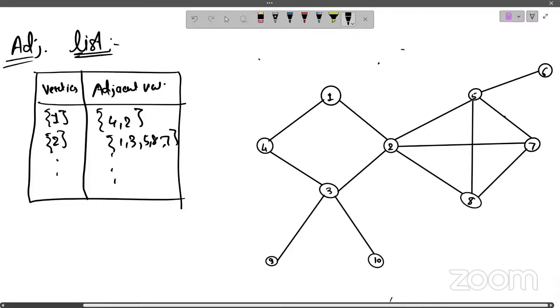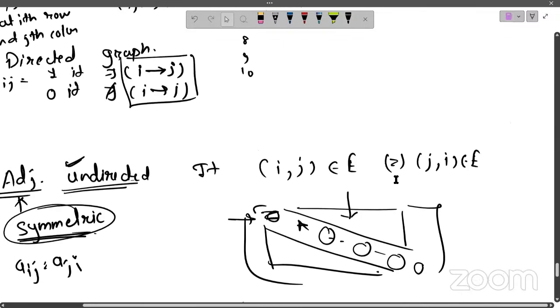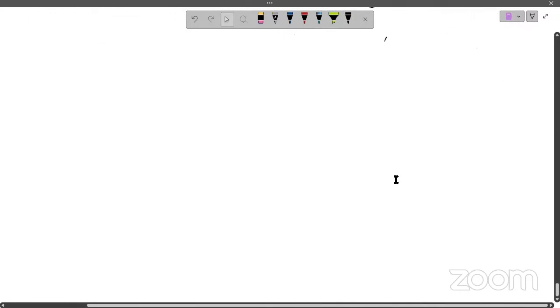So an adjacency list is nothing but writing the vertices in one part, and in the other part writing the adjacent vertices to those vertices. So these are two notions for understanding a graph. First is the adjacency matrix, and second is the adjacency list.